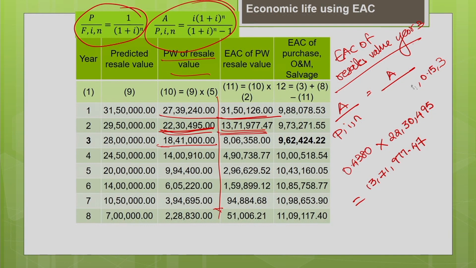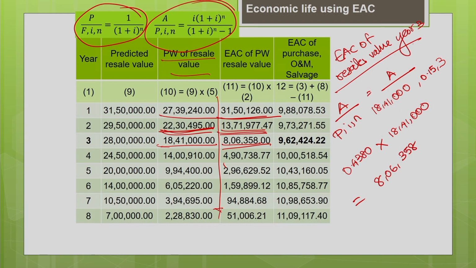So, multiply this 0.4380. Okay. For the year 3 the present value is different. What is the present value? Present value is 18 lakh 41,000. Okay. So, this gives me the answer as 8 lakh 6,358. So, this is how you have to estimate the equivalent annual cost of resale value for the different years.